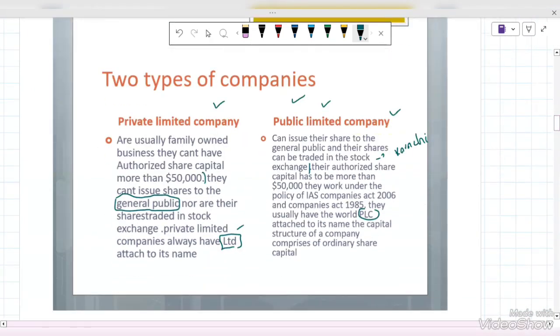So here you can see that if it is a private limited company, they can't have authorized share capital of more than 50,000. Authorized share capital is basically the maximum amount of shares which a company can issue. But if it is a public limited company, you should raise the capital above $50,000. So this is basically authorized share capital.